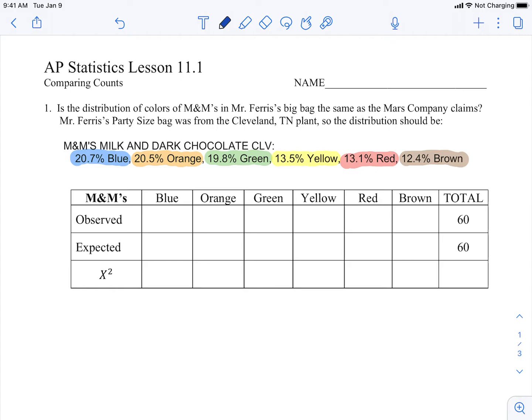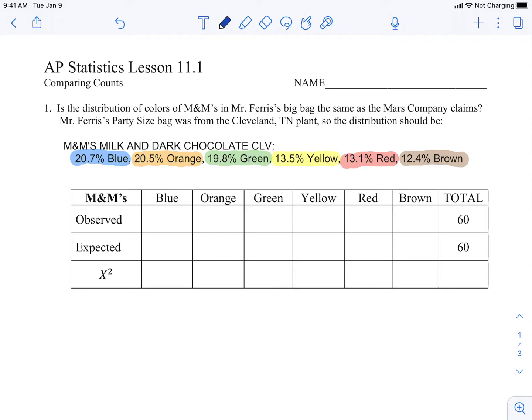If what we see is way far off from the claim, well, then we will reject the claim, reject the null hypothesis, and conclude that there's a difference. But if our sample is really not that far away from what's claimed, well, then we would have no reason to reject the claim. So here we go.